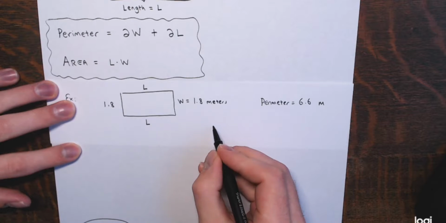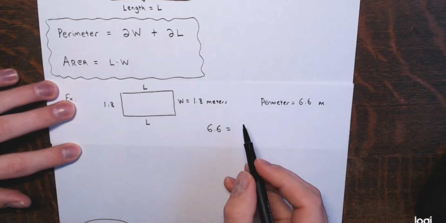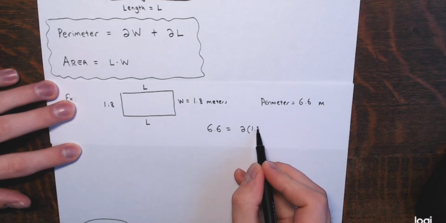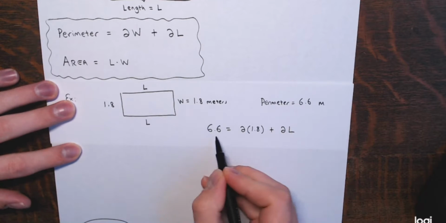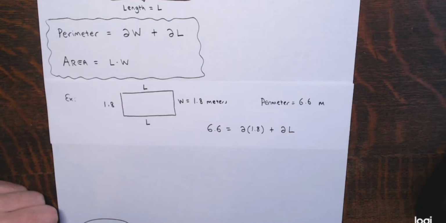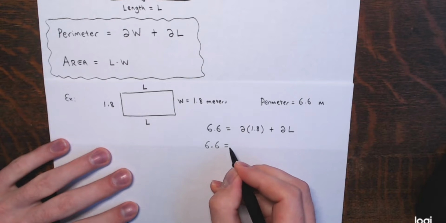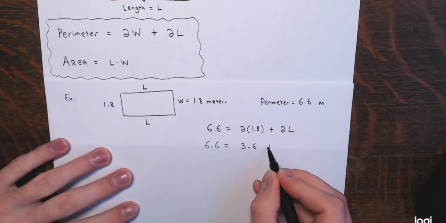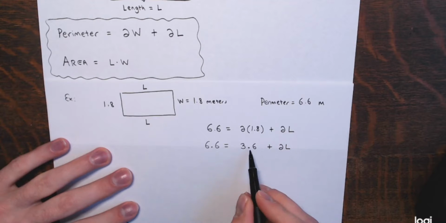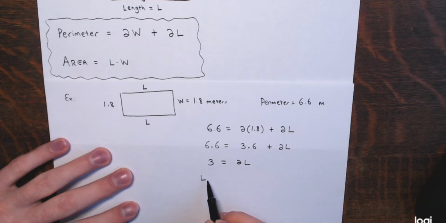So 6.6, that would be the left side of this perimeter formula, equals twice the width, 2 times 1.8, plus twice the length, L plus L, 2 times L. And then we have an equation here that we can solve for L. So I'll stick with the 6.6 on the left side. Now 2 times 1.8 is 3.6, then plus 2L. And we subtract 3.6, that'll leave me with just 3 on the left side, equals 2L. And then dividing by 2, L equals 3 halves, or 1.5 as a decimal.